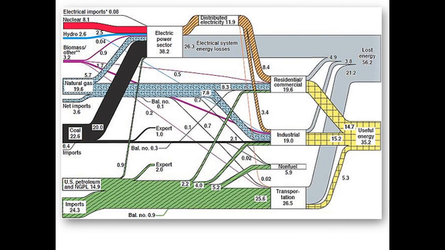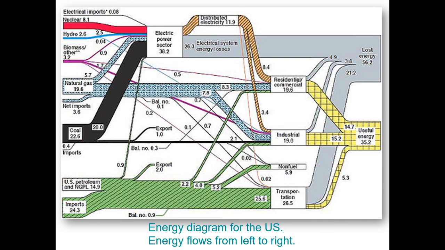The last slide we're going to look at today in this video is the following. This is an energy diagram for the United States. From left to right, we're looking at how the energy is flowing. On the left, almost like a column, we can see all of the different types of energy. Electrical imports, about 0.08%. Nuclear energy, 8.1%. Hydro, 2.6, biomass, other, 3.2, natural gas, 19.6, net imports, 3.6, coal 22.6, US petroleum 14.9, and other imports 24.3.